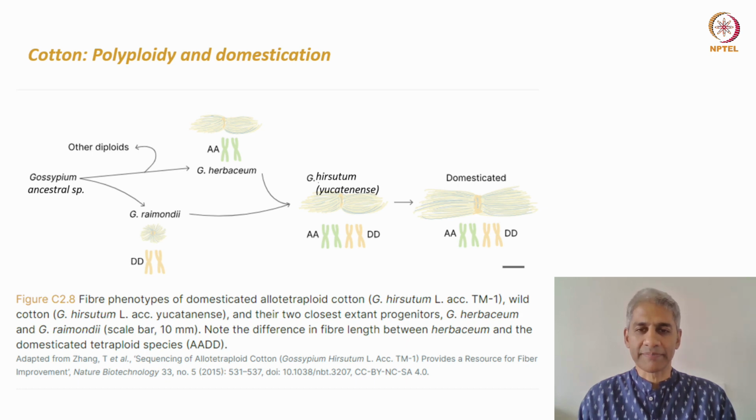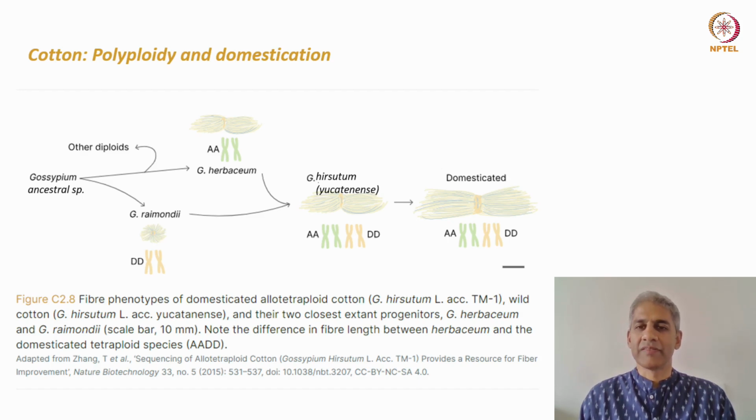And at some point, hundreds of thousands of years ago, or perhaps even a million years ago, there was a hybridization event which happened between these two species, which led to the development of a polyploid genome. So here you have a cotton which we now call Gossypium hirsutum, which had a double duplicated genome. So it had copies from both Gossypium herbaceum and Gossypium raymondi. So you have AA and DD.